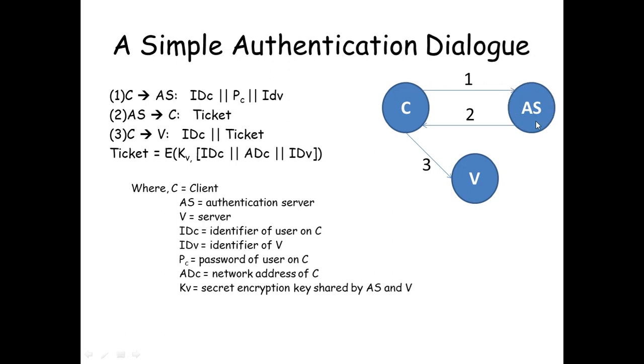This authentication server will have the identifier of each client and its corresponding password. So, whenever a client requires a service from a particular server V, it will request the authentication server by sending its identifier, the corresponding password, and the identifier of the server from which it requires the service. The authentication server will check in its database if the identifier and the password match. Then it will respond to the client's request by sending a ticket.